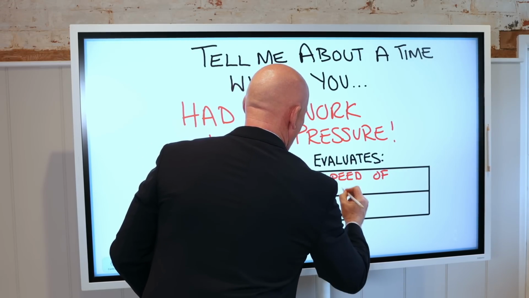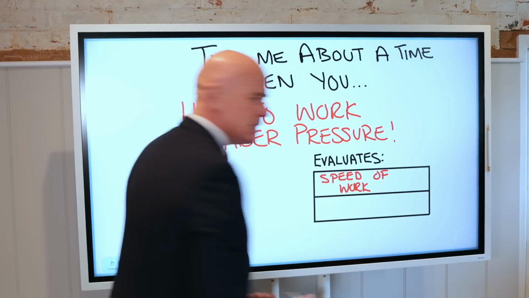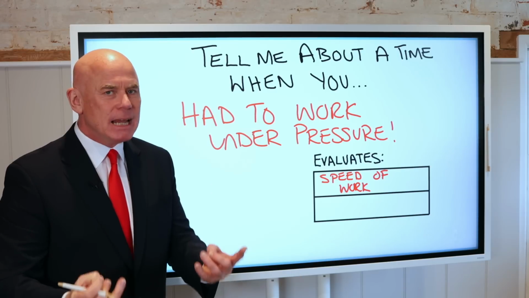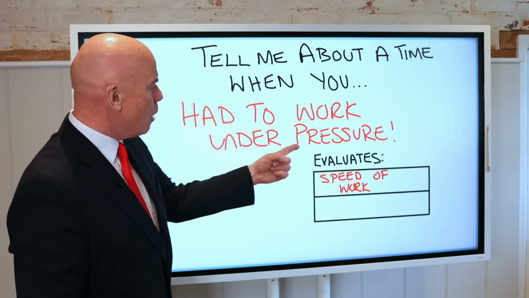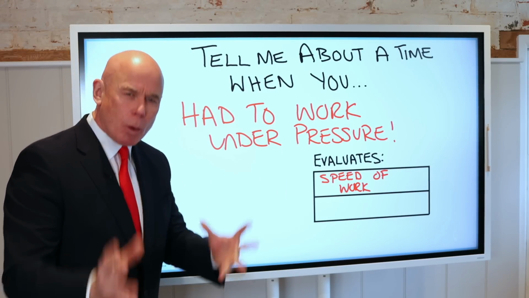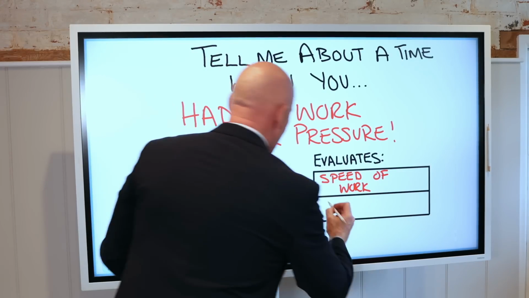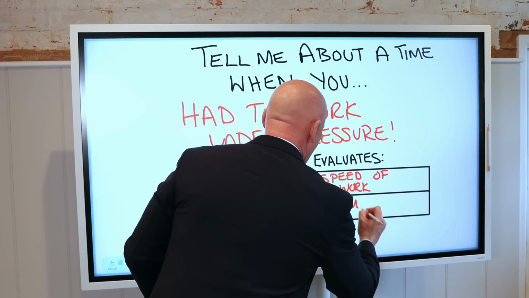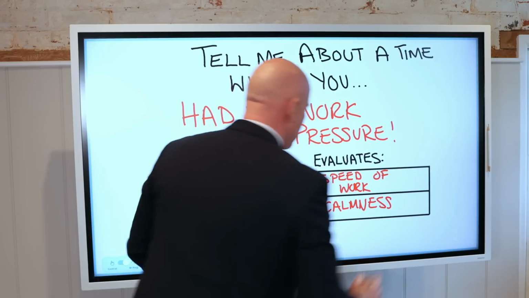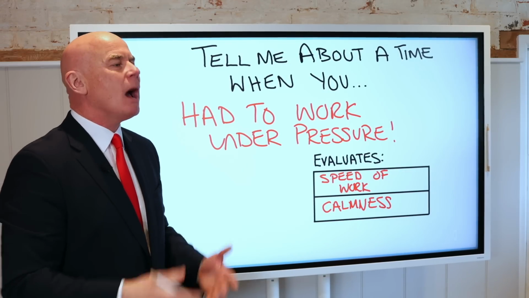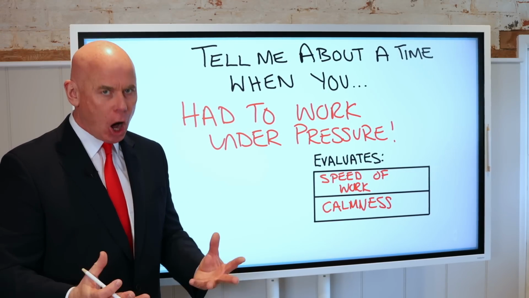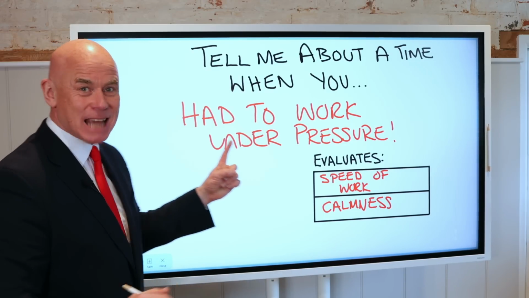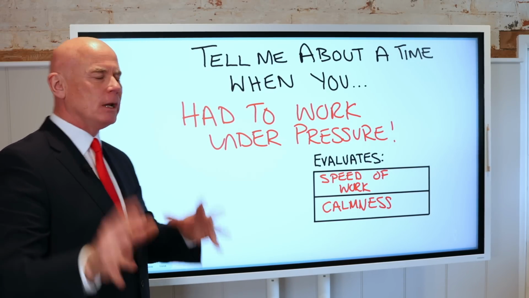of work. That is your ability to get your tasks, responsibilities, and projects completed in a timely manner, even when you are under pressure. And the question also evaluates resilience and calmness. Because if you are going to be able to work under pressure, you have to work diligently and calmly while working at speed. So let me now give you a brilliant example answer to this behavioural interview question.